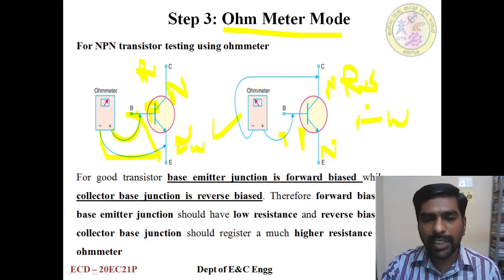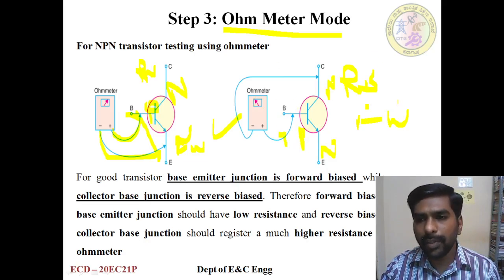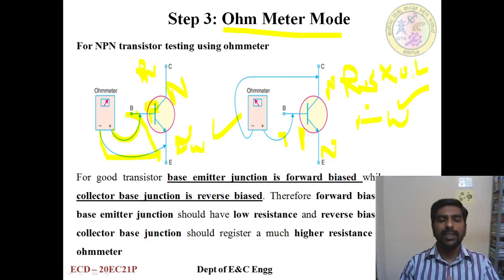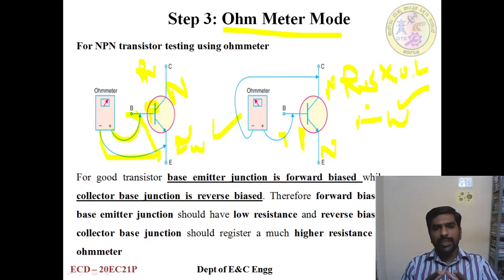P is positive, N is negative, for an NPN. They will measure the forward. If it is low, it is good, and same thing they have to interchange and measure the reverse also. It gives a larger value, an open value. Then we can say the transistor is good. The base emitter junction is forward bias, while the collector base junction is reverse bias.